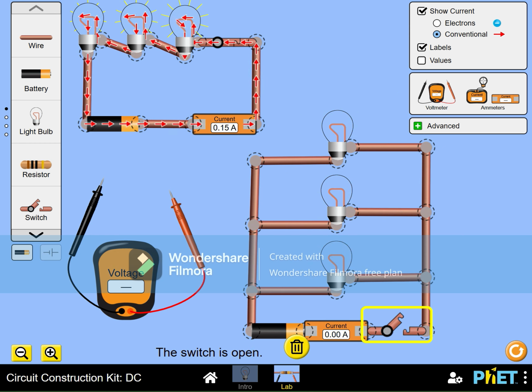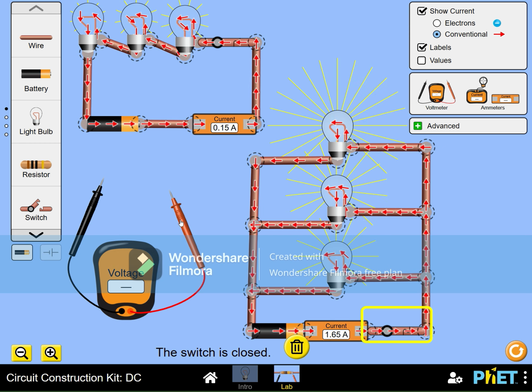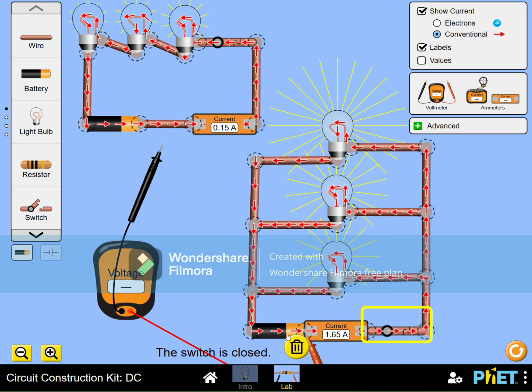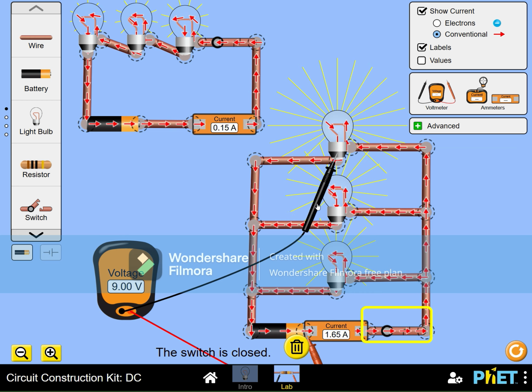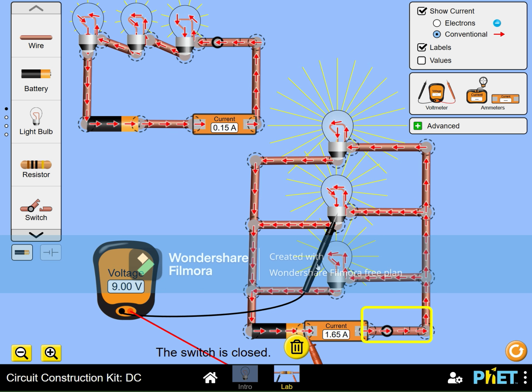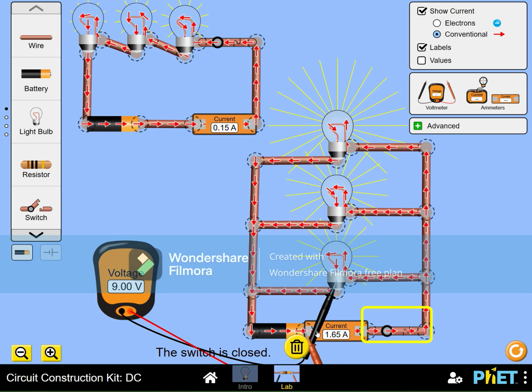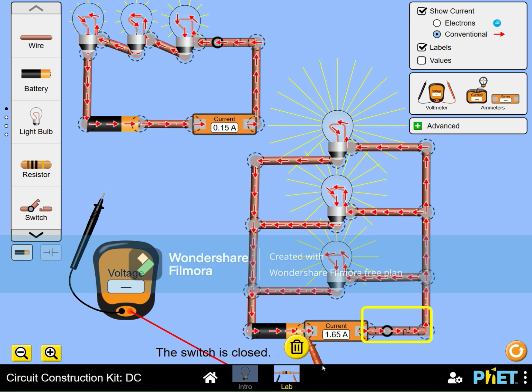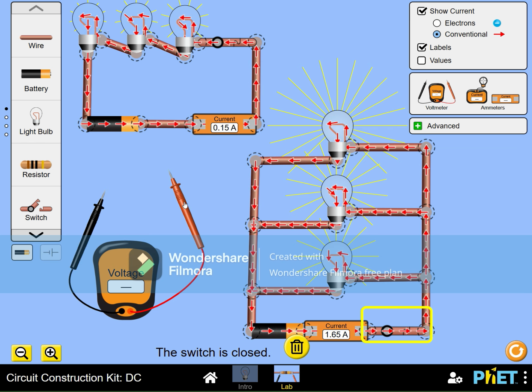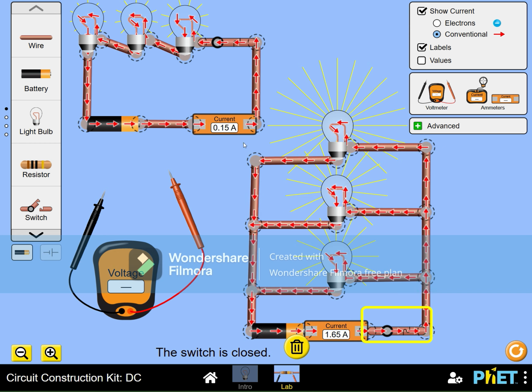Do the bulbs have the same voltage drop? Let's check. I'm going to put my lead there. There we go. 9 volts up here, 9 volts down here, and 9 volts here. So there you have it. Parallel circuits, no voltage drop between bulbs. They're all getting the same voltage.